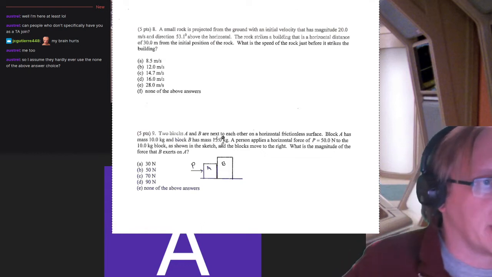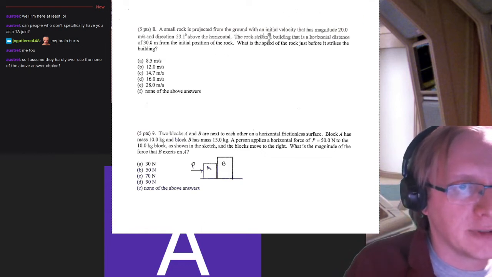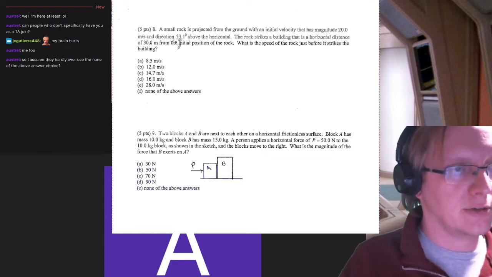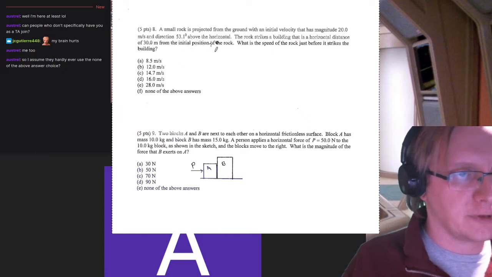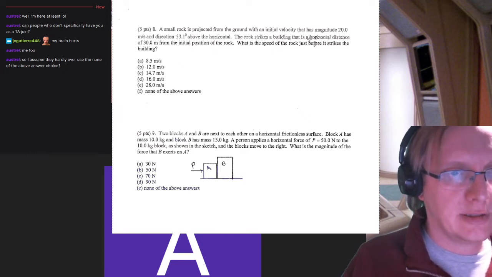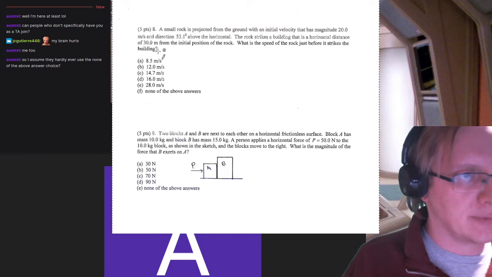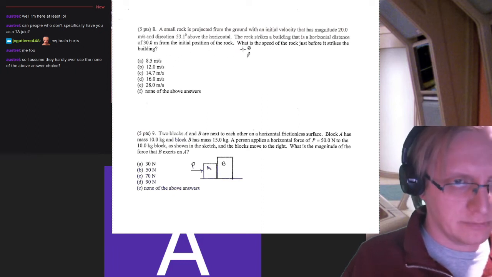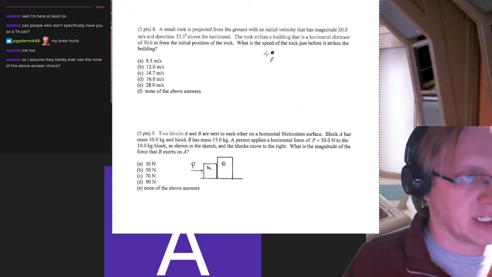We're chucking a rock somewhere. A small rock is projected from the ground with initial velocity of 20 meters per second, in a direction 53.1 degrees above the horizontal. The rock strikes a building that is a horizontal distance of 30 meters from the initial position of the rock. What is the speed of the rock just before it strikes the building? Okay.